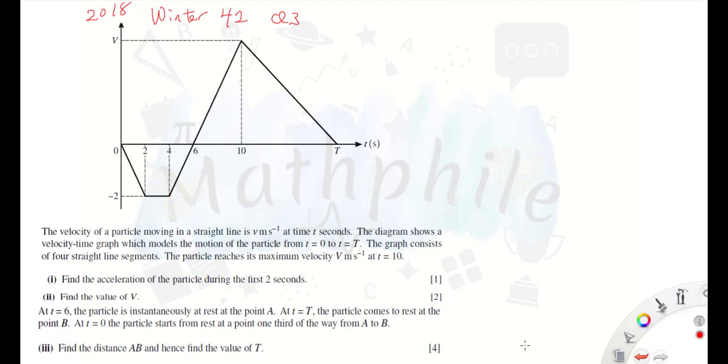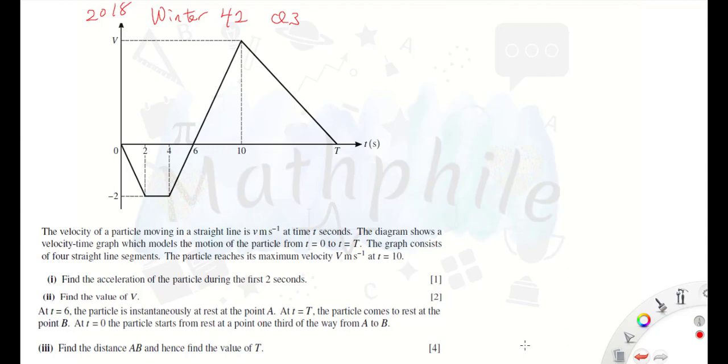For the first one, it will just be change in velocity over time. So a is equal to -2 minus 0 divided by 2. So that will be -1 meters per second squared. Derek, acceleration -1.